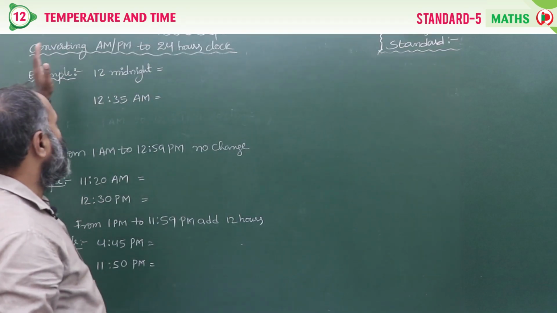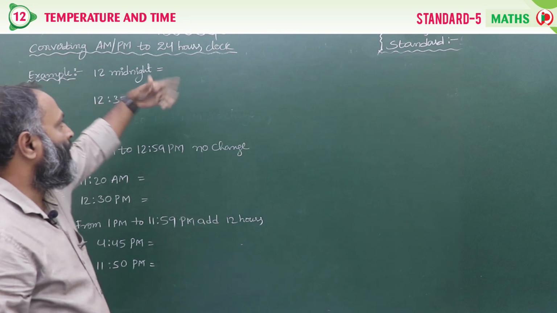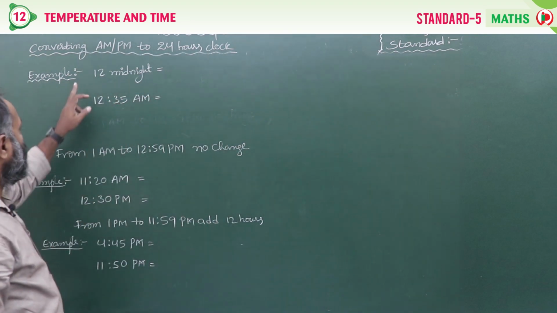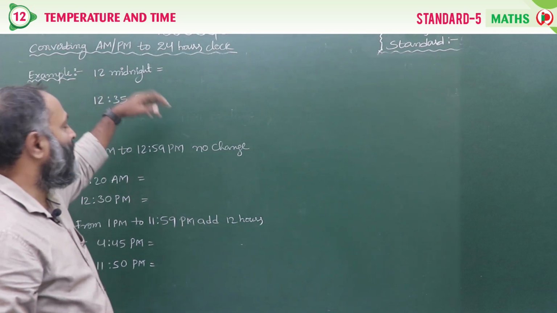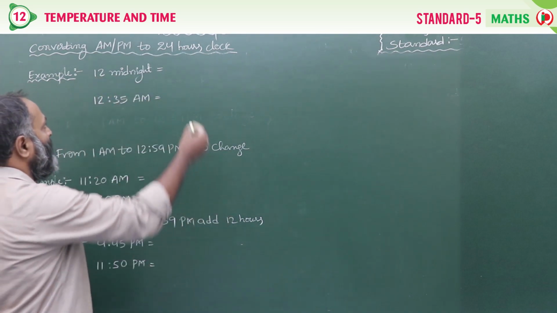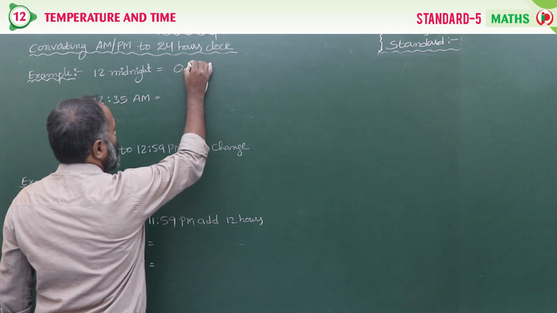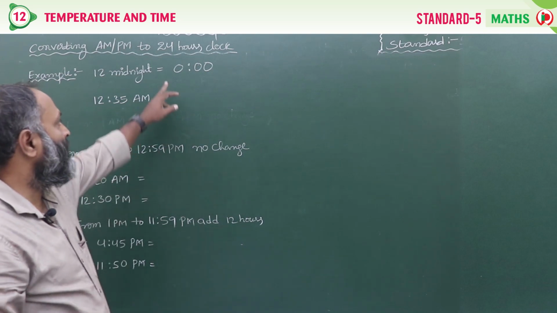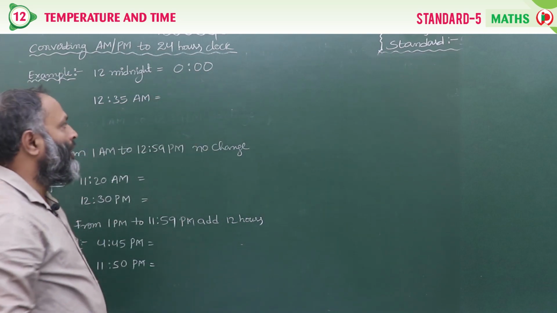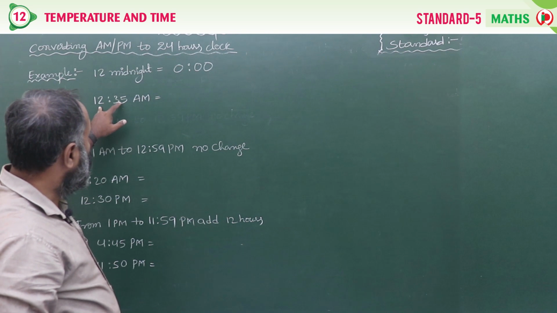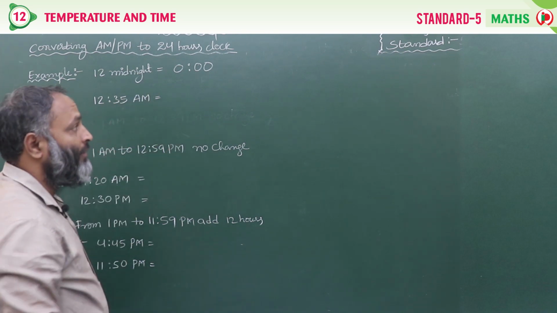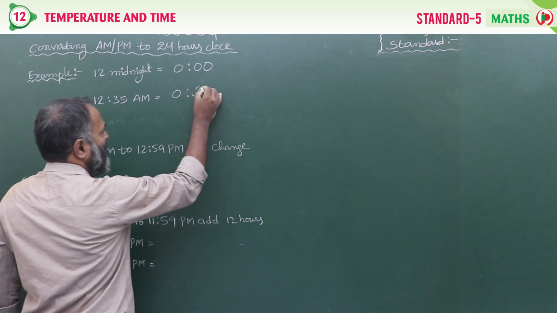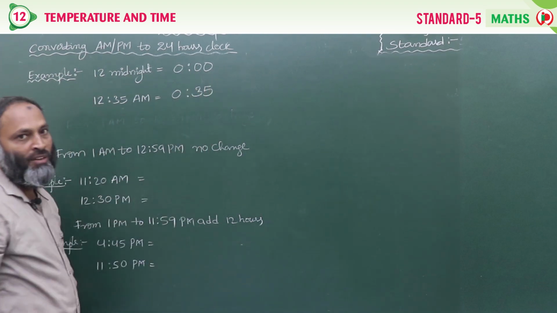So now see here, converting AM and PM to 24 hours. How to convert AM and PM into 24 hours? The first example is 12 midnight. How do we represent 12 midnight in 24 hours? It is 0:00. Then 12:35 AM, how to represent? It is 0 and 35. This is the 24 hours clock.